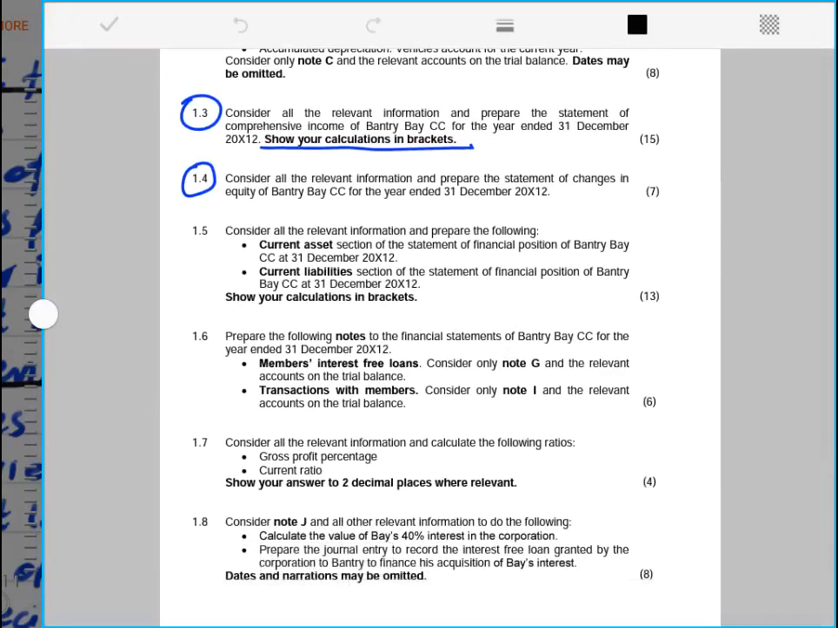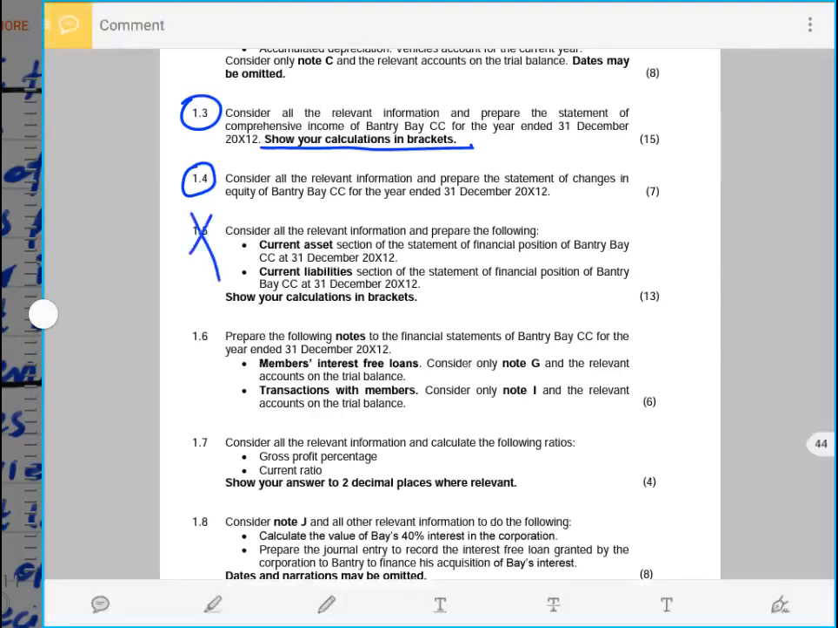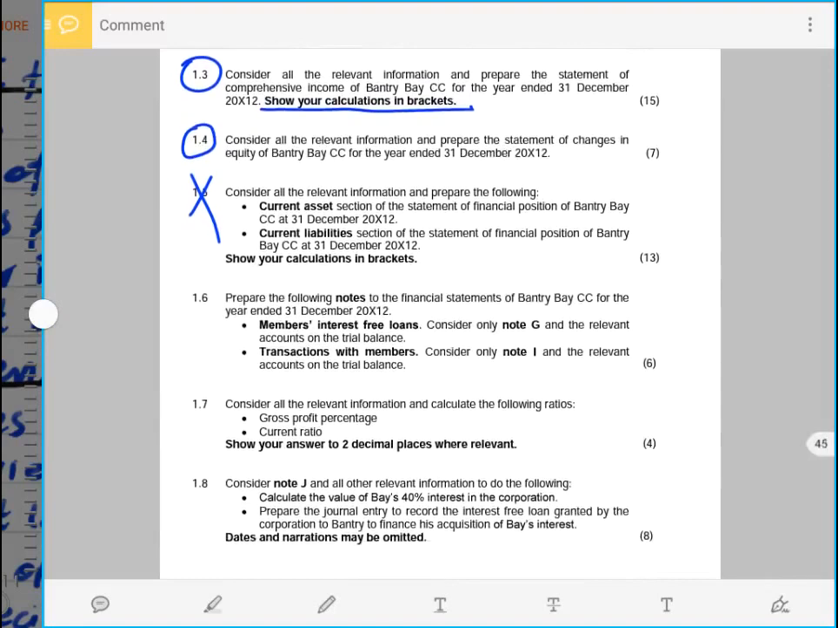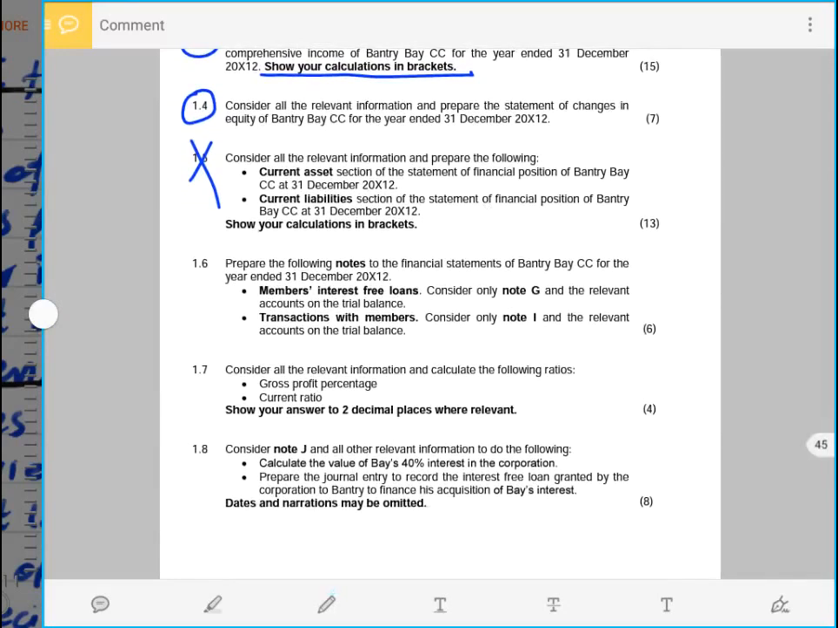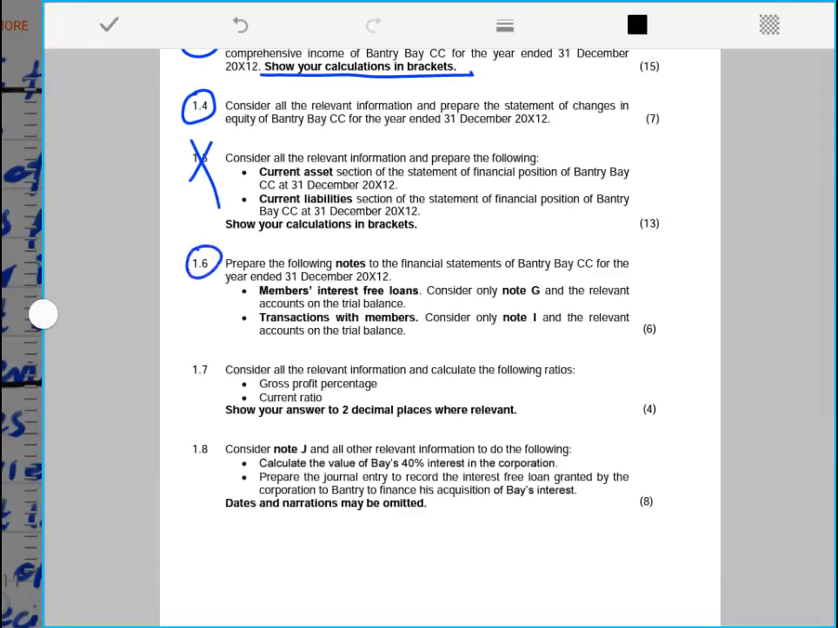1.5 required us to do the current asset section of the statement of financial position and the current liability section of the statement of financial position. That I will not do today because you are not required to do the statement of financial position in the 2016 financial year or 2016 academic year. 1.6 says prepare the notes, and these notes are members' interest-free loans and the transactions with the members. I will do those two.